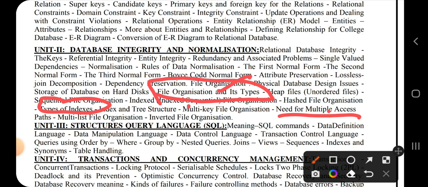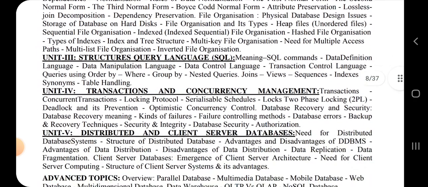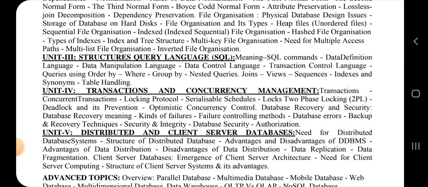Now I'll go for the third unit. In the third unit you have structured query languages. One of the important and easiest units is your third unit.